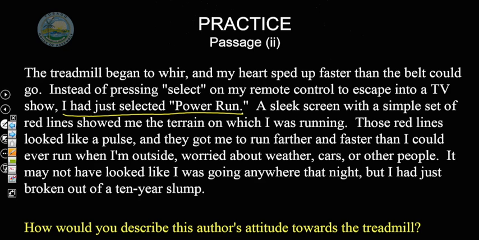Similarly, the writer speaks about the screen of this treadmill and says that it's a sleek screen with a simple set of red lines. A sleek screen with a simple set of red lines. And you have an example there of alliteration with the repetition of the same consonant sounds. Not the screen, but sleek, simple set. And you get a sense that, hey, this is a really nice treadmill. It's easy to use. I'm comfortable with it.